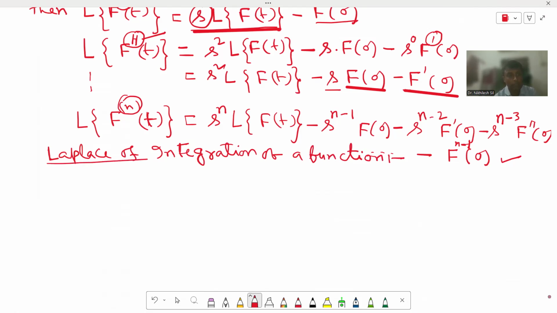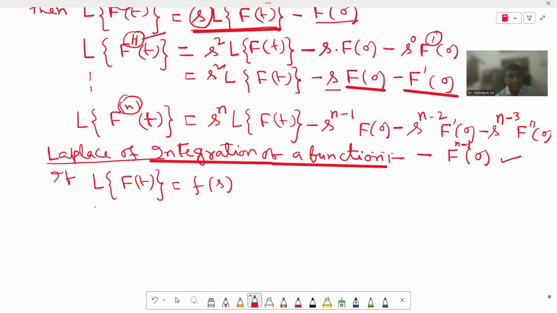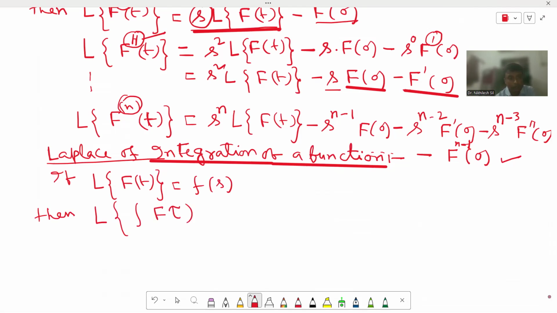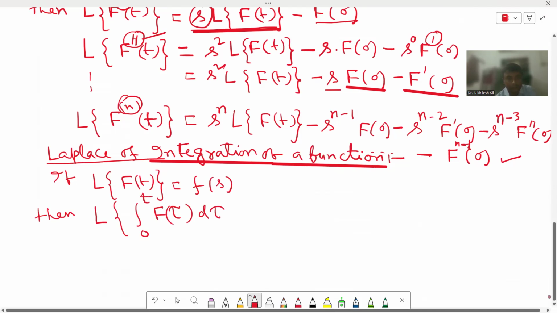Okay, Laplace of integration of a function. If L of f(t) is equal to F(s), then Laplace of the integration of f(tau) d tau from 0 to t. So f(tau) means f(t).